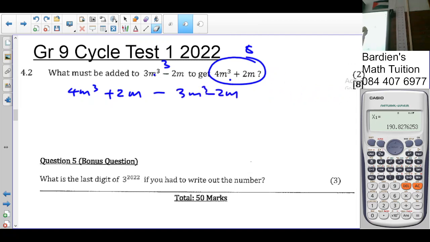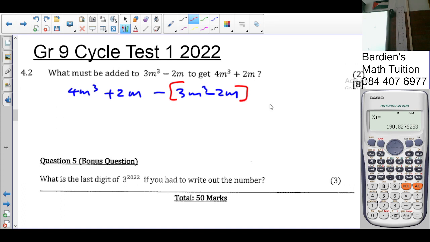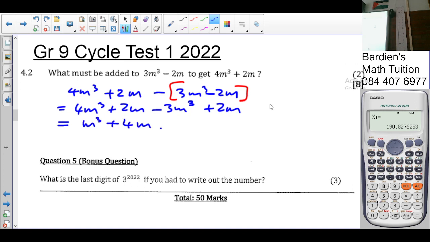And what do I have to do there? I have to put it in a bracket. Why? Because the rule says more than one term following a negative sign, we put it in the bracket. So it's going to be 4m cubed minus, in brackets, 3m cubed minus 2m. So what happens? It's going to give you m cubed plus 2m.